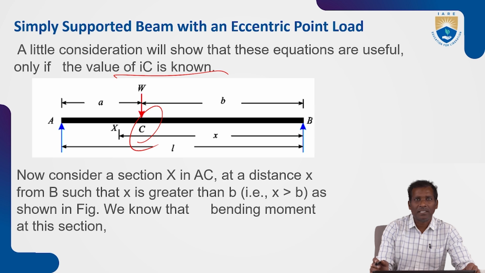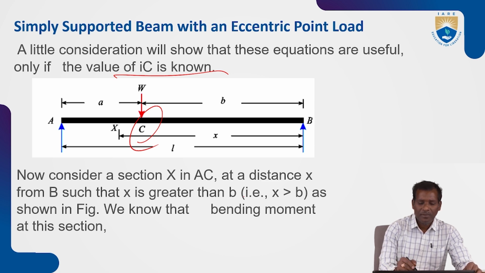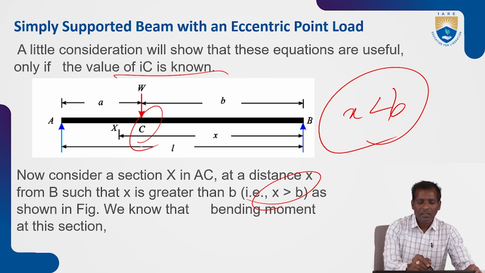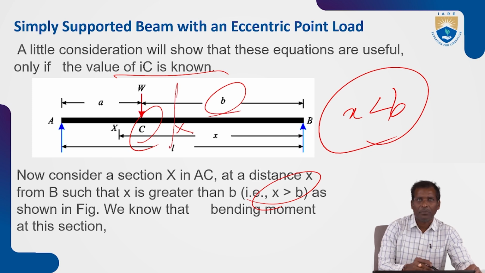Now consider a section X in AC at a distance X from B such that X is greater than B. In the previous case, X was less than B. So take a section here, greater than B. Previously, you took the cross section less than B. Now calculate the bending moment at this section.